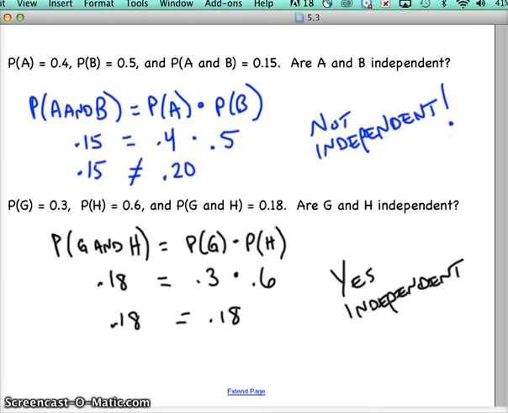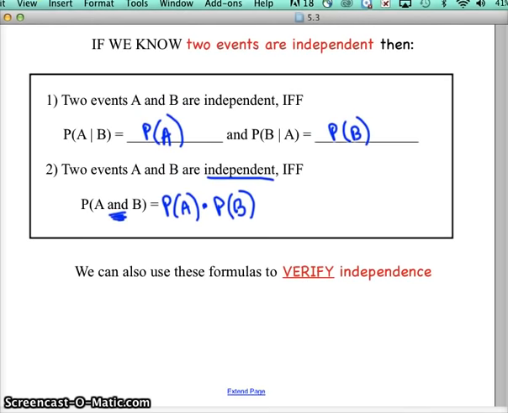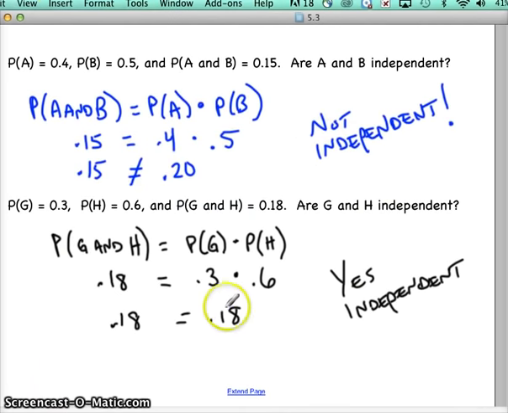Okay. We could have used the conditional probability formula here or here, but we weren't told anything about a conditional probability in these examples, so that's why I used the and formulas to try to show independence.